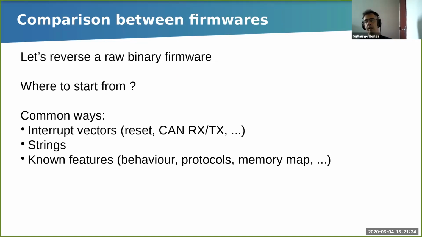Okay. Another thing you can do, and this one is a top-down approach, is to use high-level features like strings. It can be error messages. It can be information. It can be many, many things. You can also ask yourself about the known features of your firmware, because if you're reverse engineering a firmware from a car, it will not behave in the same way as a firmware from, let's say, a washing machine. Okay, they don't do the same job.